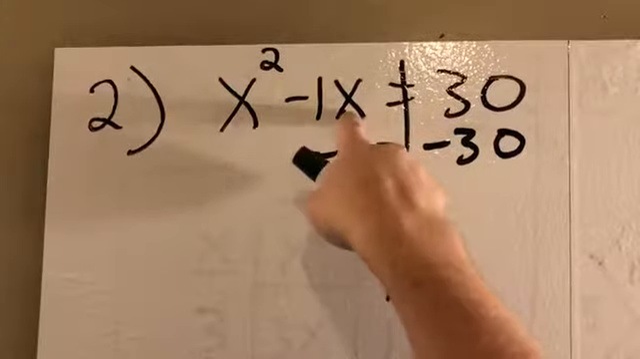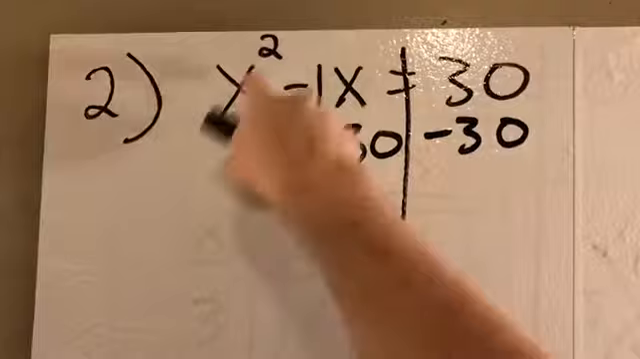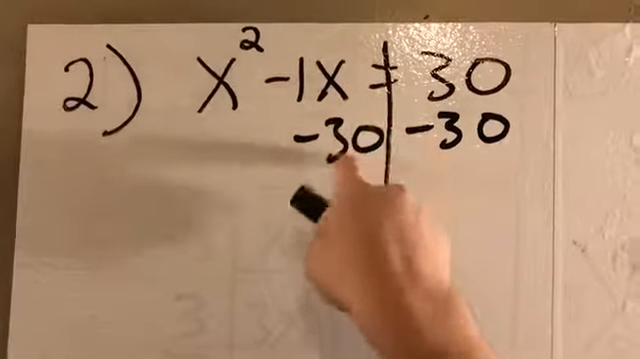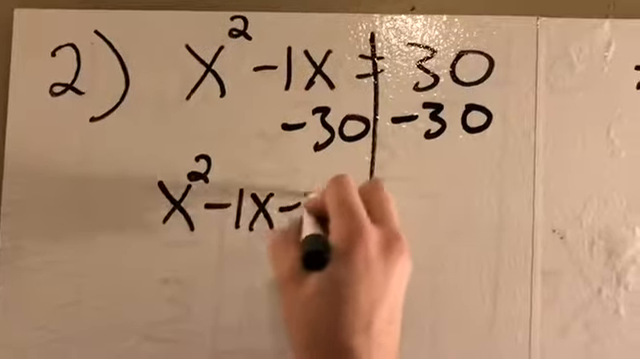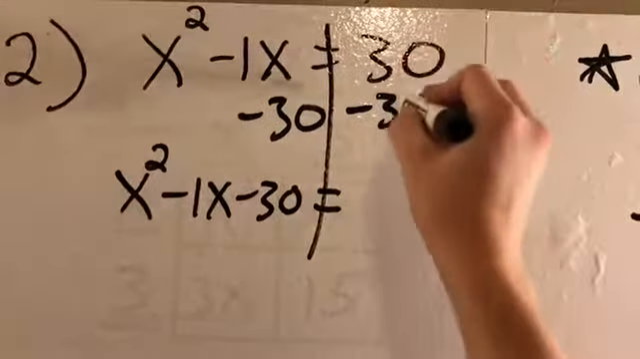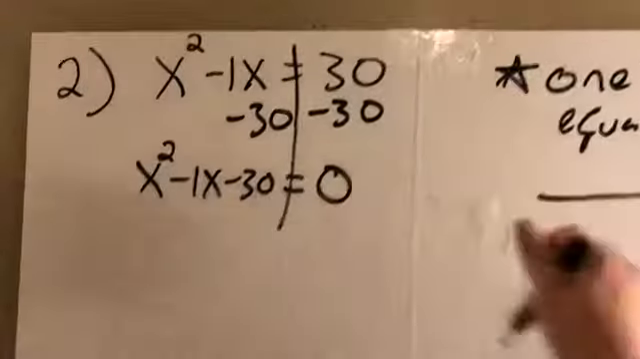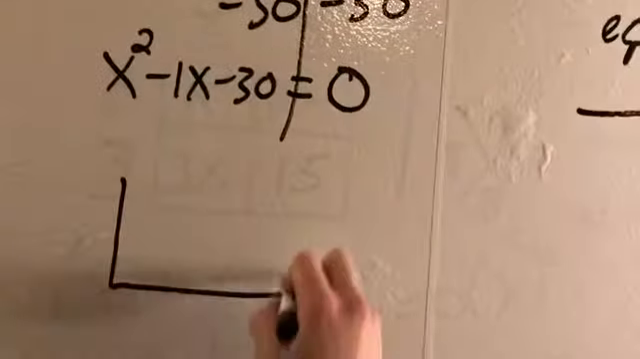Now, is there a like term for that negative 30? I see x squared and regular x. I don't see another number from it. So we're just going to be able to write x squared minus 1x minus 30 equals 30 minus 30 is 0. Now we have that one side equal to 0. Now we can continue trying to factor.